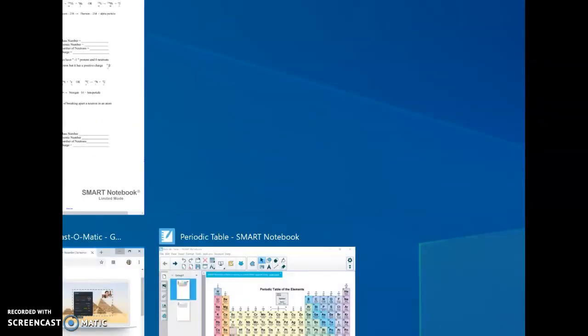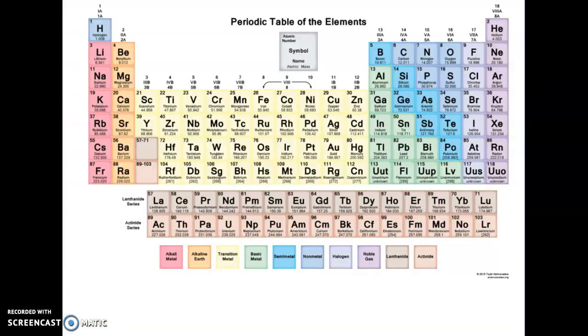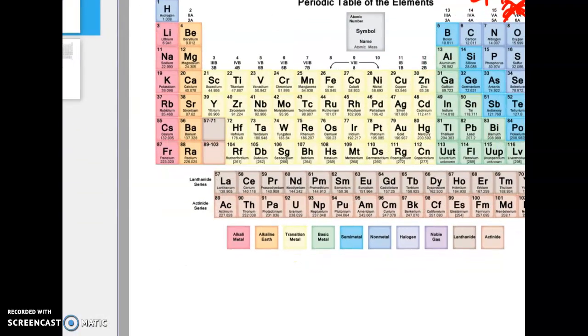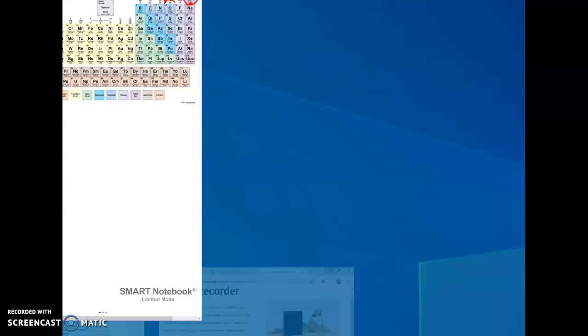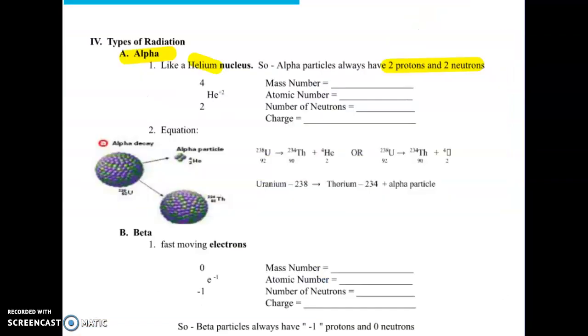If you look at your periodic table, here's helium, atomic number is 2, mass number is 4. So a helium atom is 2 protons, 2 neutrons, plus 2 electrons, but we're not going to be looking at that. We're only going to focus on what is in the nucleus. Let's go back to the notes then.